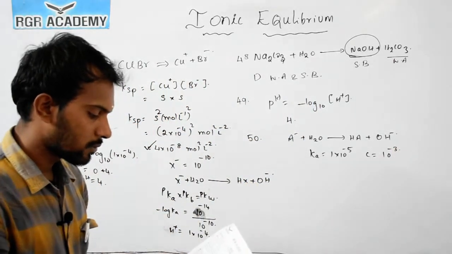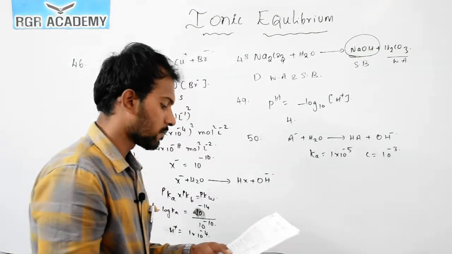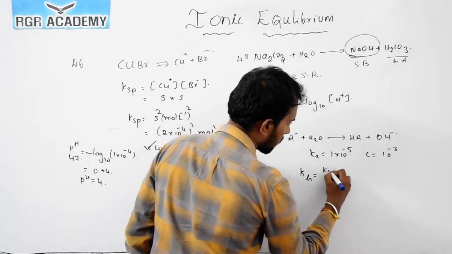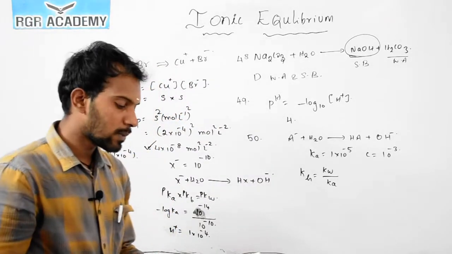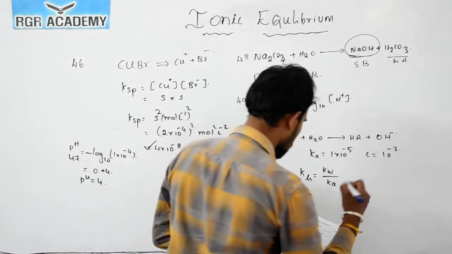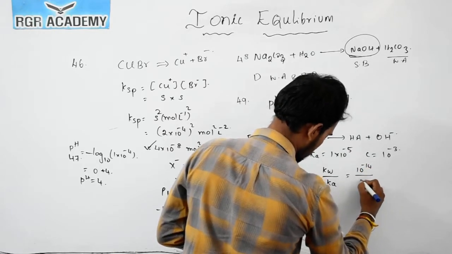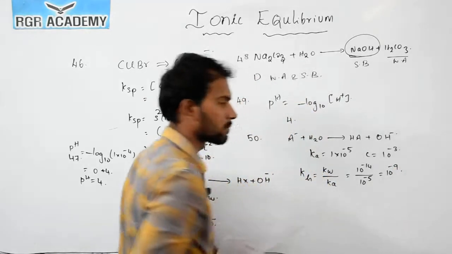Now see this one. So the degree of hydrolysis, right? Now, what is Kh? Hydrolysis constant Kh is equal to Kw by Ka. What is meant by Kw? So Kw is 10 power minus 14 by 10 power minus 5. The value is 10 power minus 9.